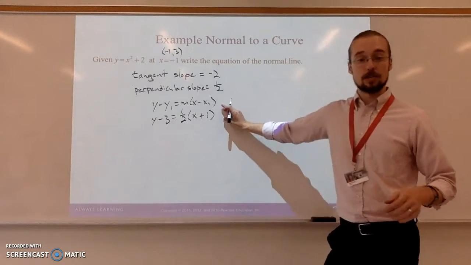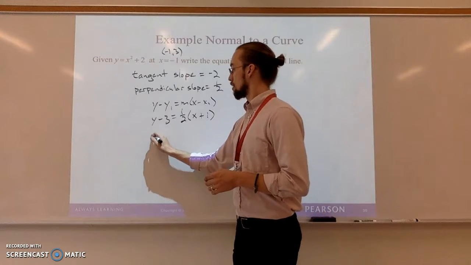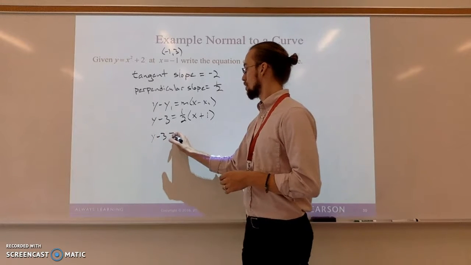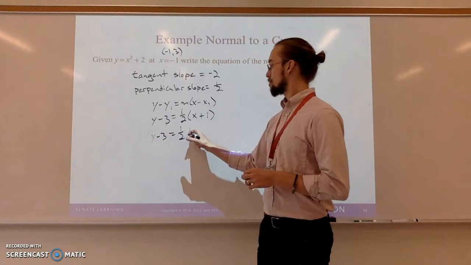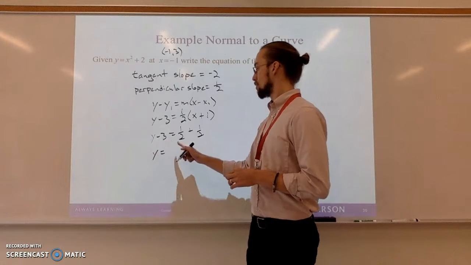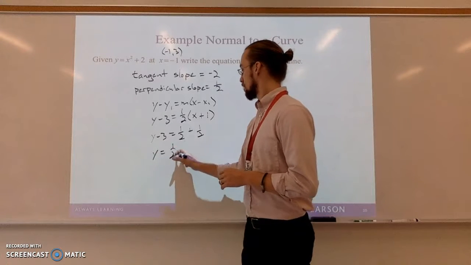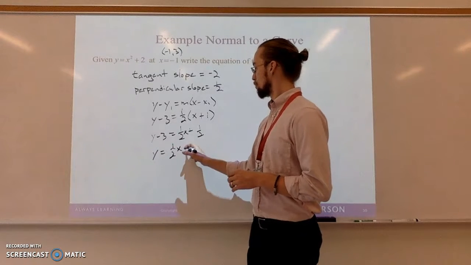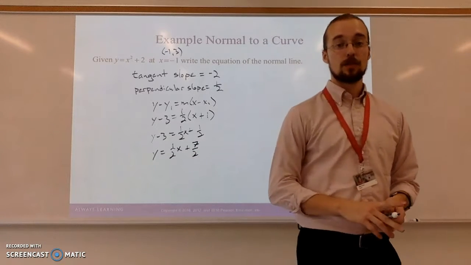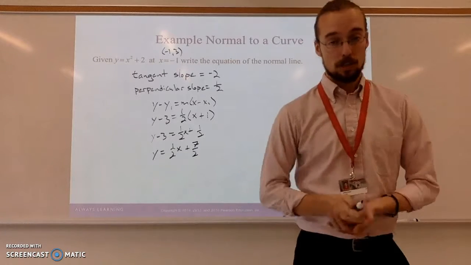And again, on the AP test, it's perfectly acceptable to leave it like that, but let's solve for y just so that we have practice. So I get 1/2 x + 1/2. If I add 3 over, well, 1/2 plus 3 would be 3.5, or 7/2. So this would be the equation of my normal line.